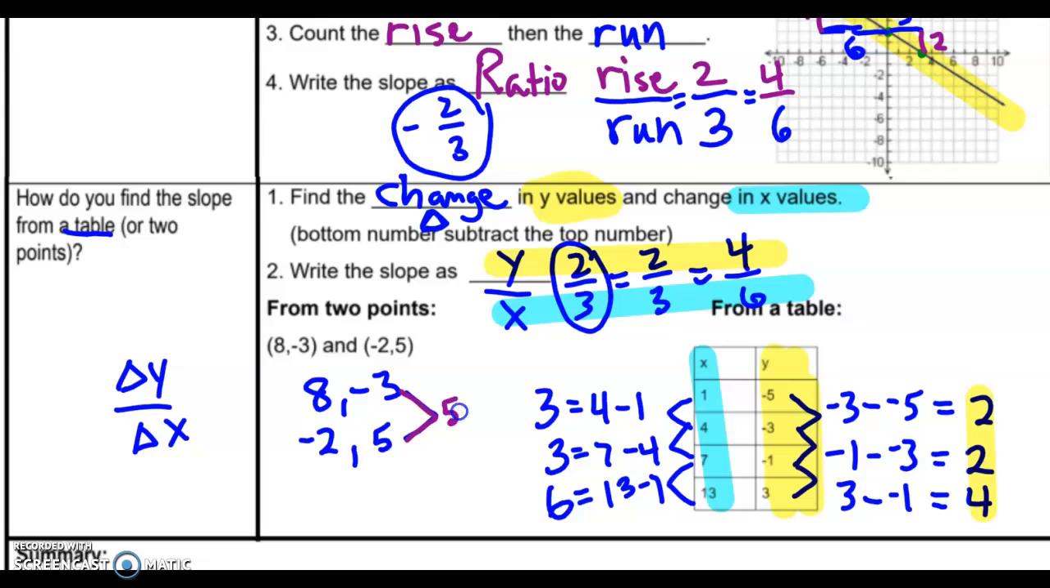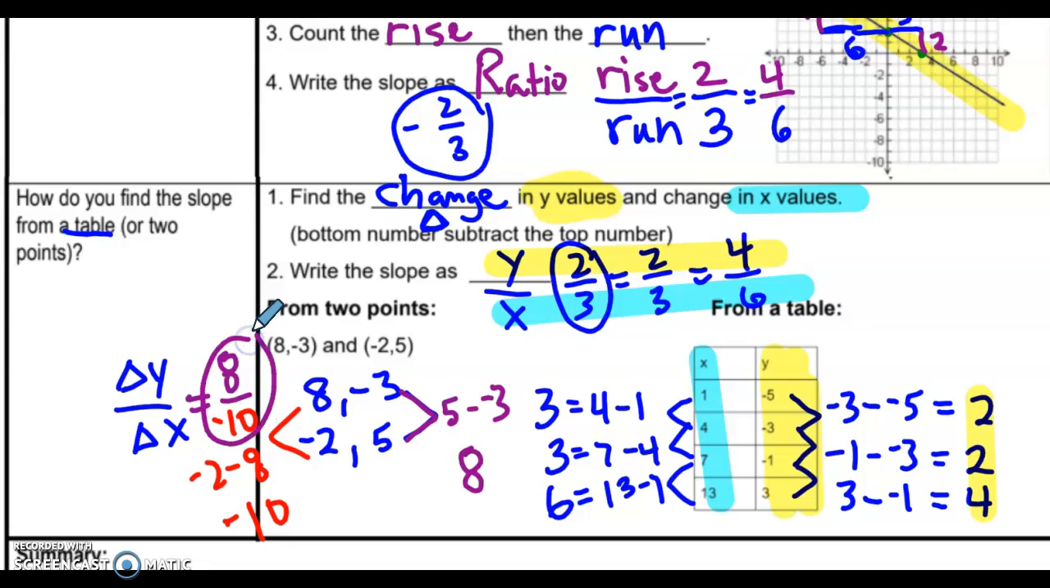So 5 minus negative 3 is 8. So the change in y is 8. And then let's do the change in x. That would be negative 2 minus 8. Negative 2 minus 8 is negative 10. And so there you go. And then if you type that into your calculator, I think it'll reduce it for you. So that would be 4 over negative 5.